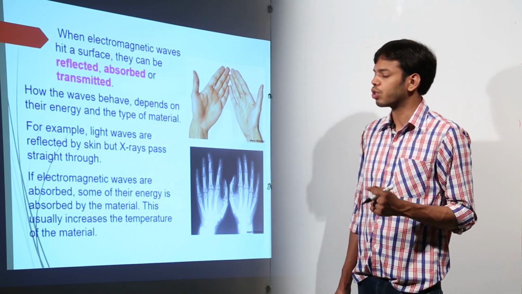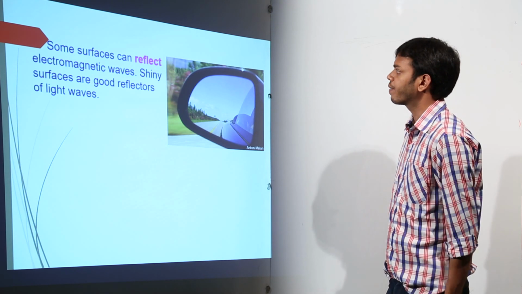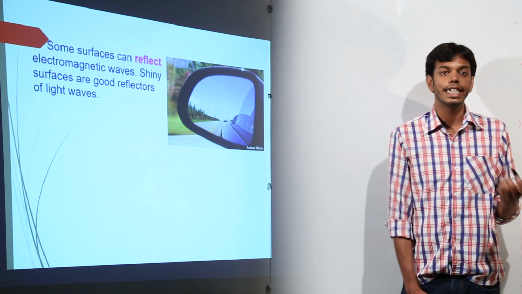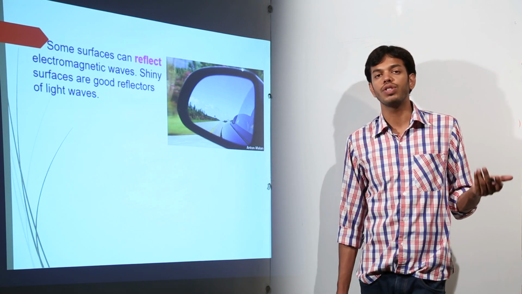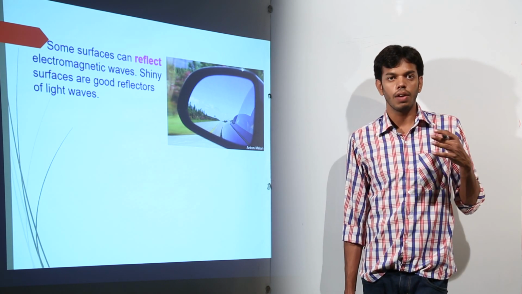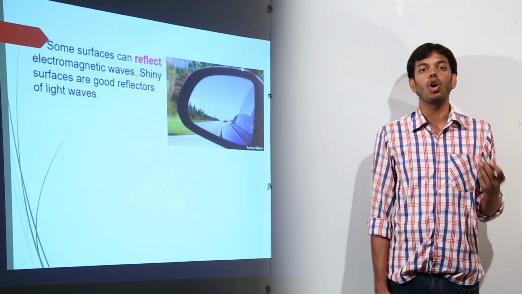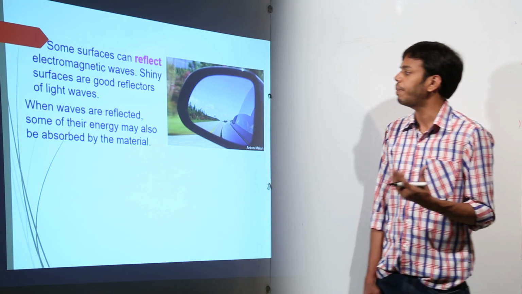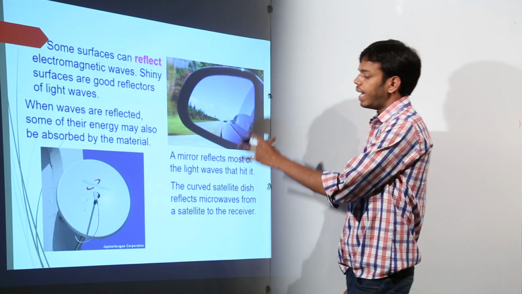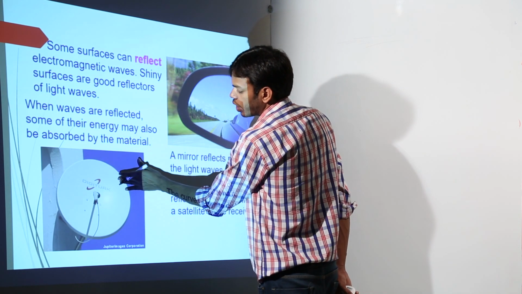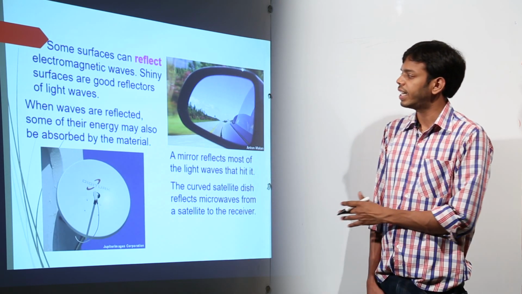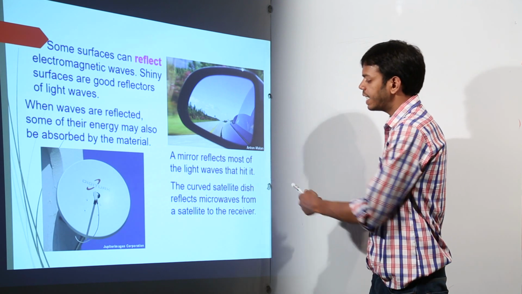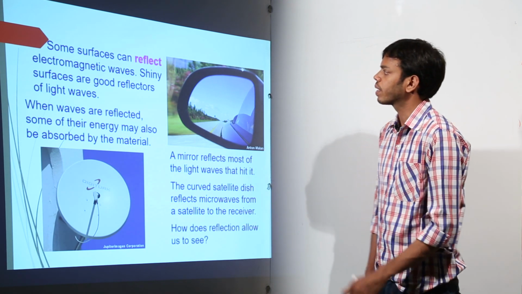If electromagnetic waves are absorbed, some of their energy is absorbed by the matter they come in contact with. Some surfaces can reflect electromagnetic waves very well, for example shiny surfaces, mirrors, dishes. What do dishes do? Not the dishes we use in the kitchen, but the dish antennas we use on our roof to receive signals for watching television. These dishes are made parabolic in shape because they are supposed to reflect all the waves incident on them towards the transponder. So when waves are reflected, some of their energy may be absorbed by the material, which we have already discussed. A curved satellite dish reflects microwaves from the satellite to the receiver. We have just done that.